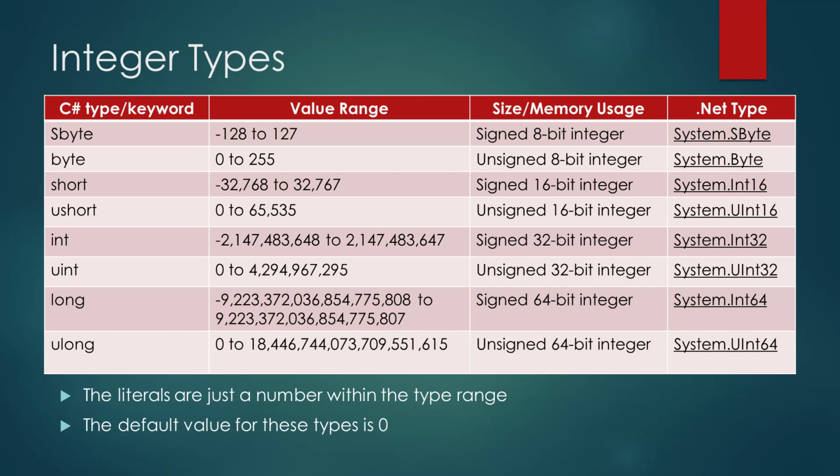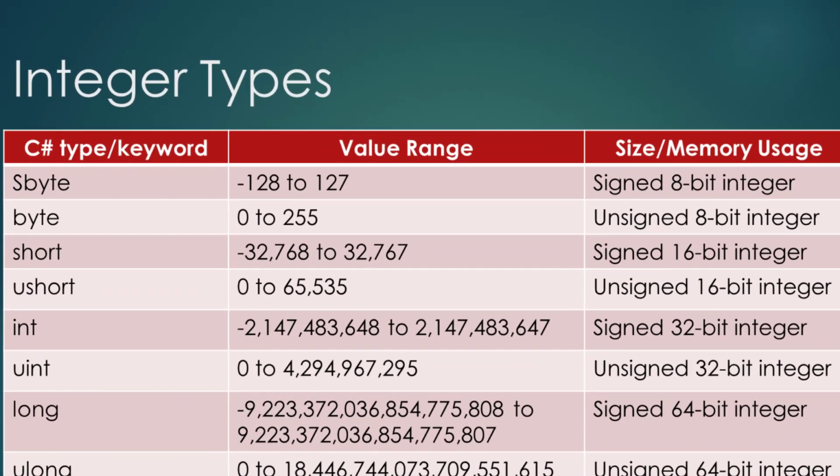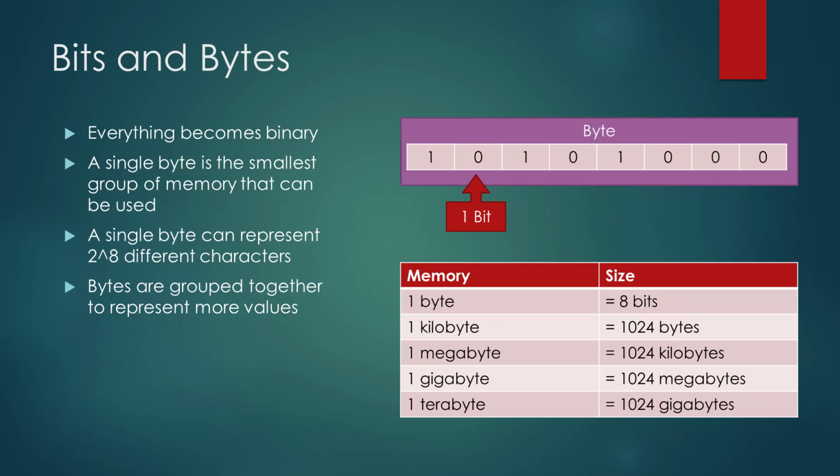The reason we have so many different integer types is because as a programmer, we need to be at least slightly concerned about the memory usage of our applications, and each type either uses a different amount of memory or uses its allotted memory in a different way. Let's take a look at the byte and sbyte types. We can see that a byte has a range of 0 to 255 and that it is an unsigned 8-bit integer. Without getting too deep into the hardware, just know that everything in programming eventually turns into binary.